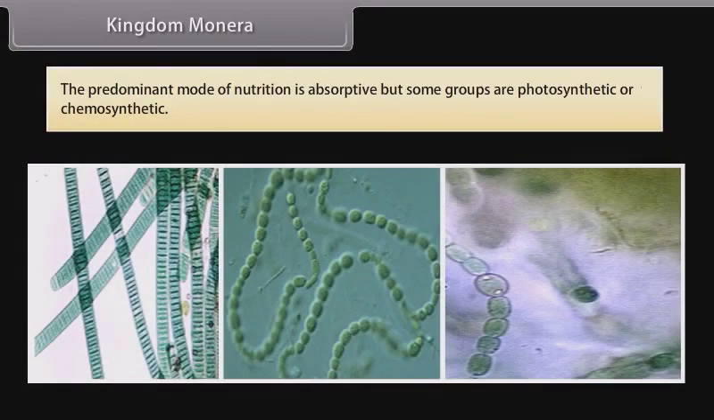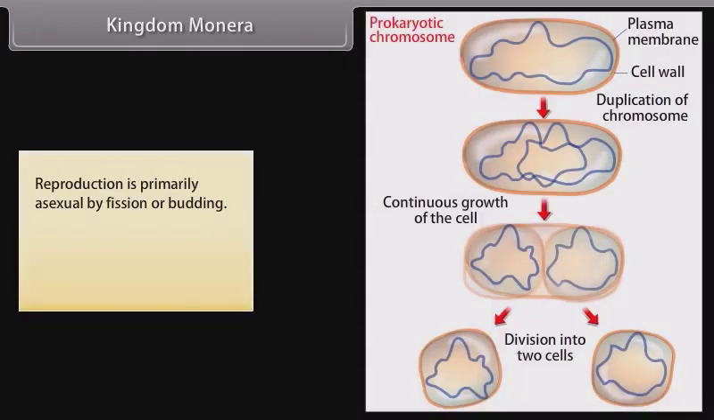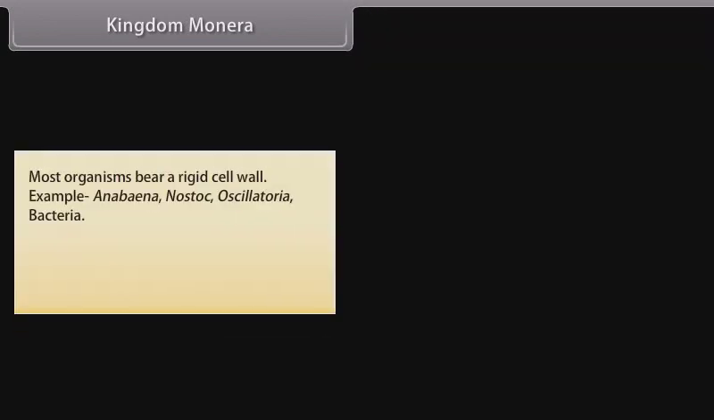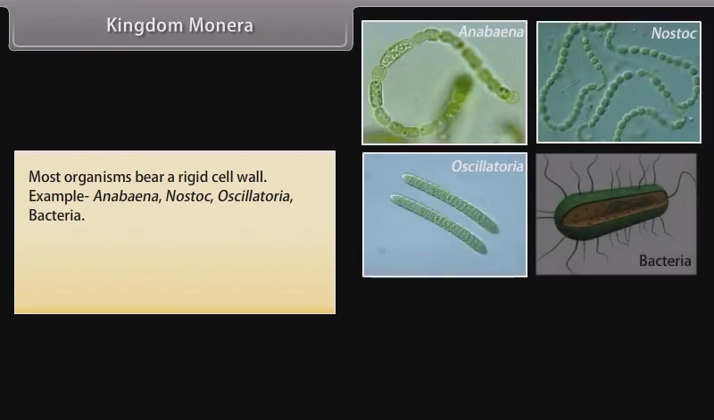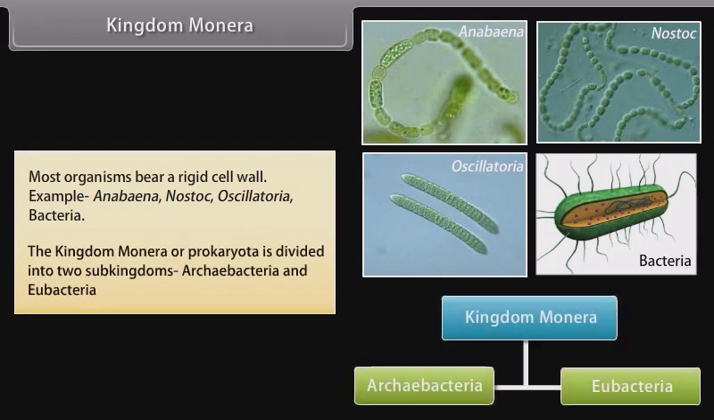The predominant mode of nutrition is absorptive, but some groups are photosynthetic or chemosynthetic. Reproduction is primarily asexual by fission or budding. Protosexual phenomenon also occurs. Most organisms bear a rigid cell wall. Examples: Anabaena, Nostoc, Oscillatoria, bacteria. The kingdom Monera or Prokaryota is divided into two subkingdoms, Archaebacteria and Eubacteria.